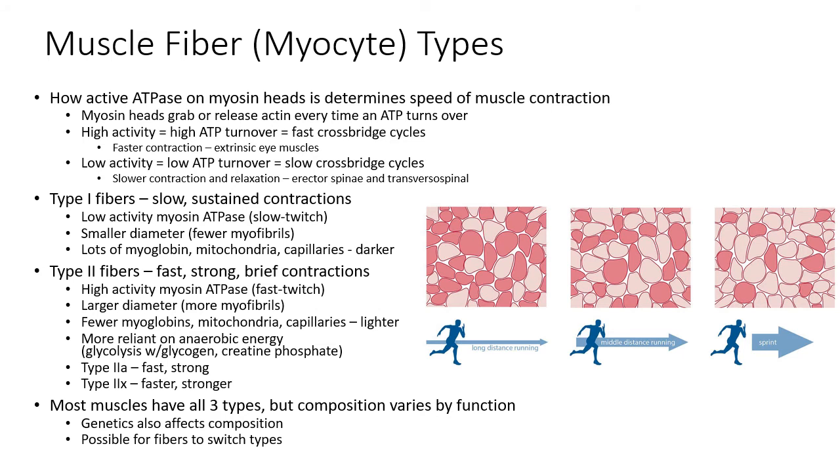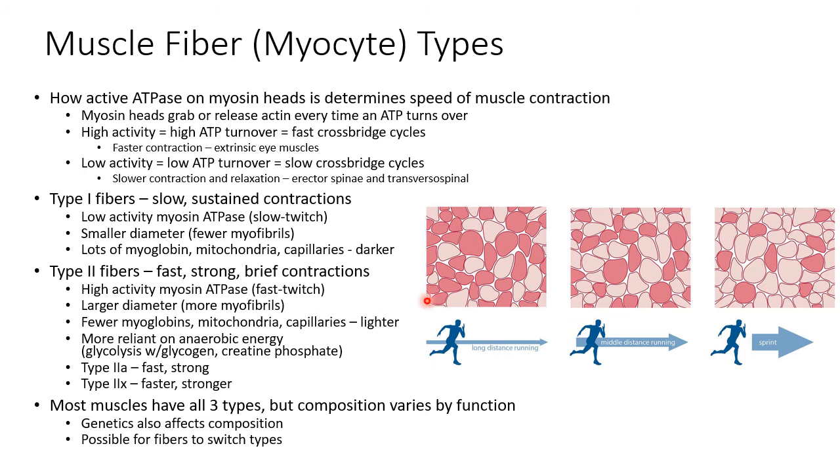Your type 1 fibers that have the low activity slow ATPase also are usually smaller in their diameter. Since they are smaller, they don't have as much room for myofibrils, so they don't have as many myofibrils in them. That means the total force they can generate is less. And they're also darker looking, so like dark meat would be meat that has a lot of type 1 fibers in it. It is darker because it has a lot of myoglobin, a lot of mitochondria, and a lot of capillaries. All of those things contribute to a dark color.